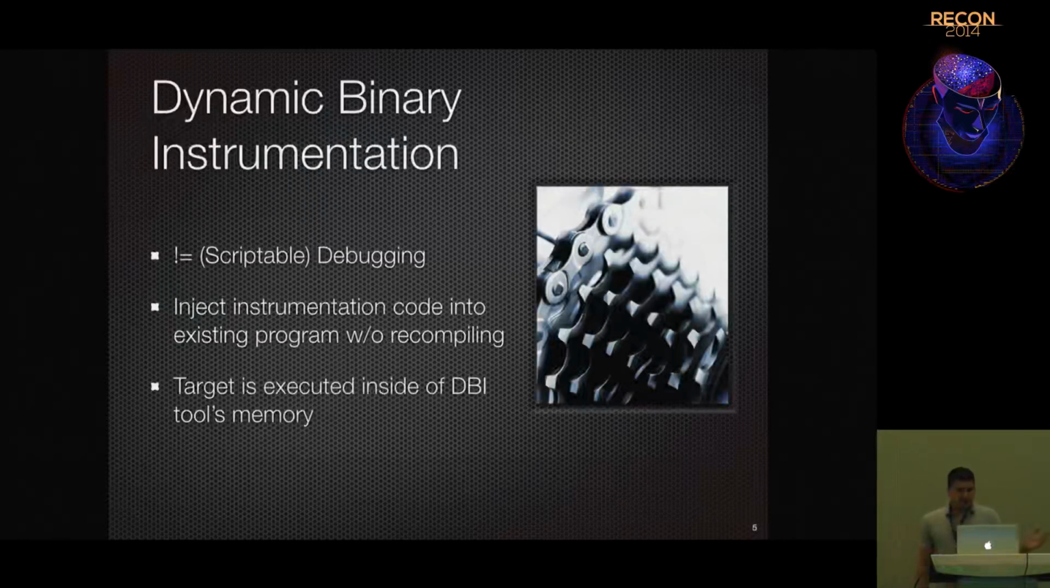And so that's where I turn to dynamic binary instrumentation. It's not like scriptable debugging. You inject your instrumentation code into your existing program. You don't recompile it. You end up executing the target inside your DBI tool's memory. There are, as Rich mentioned, DynamoRIO, Valgrind, and PIN. I'm focusing on PIN because that's what I've been using most, and it's definitely what I know the most about.